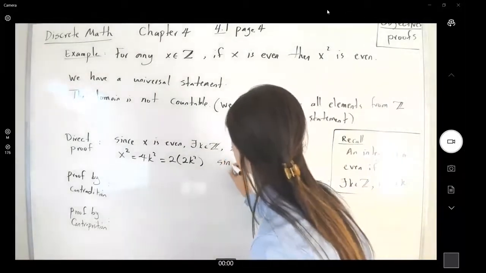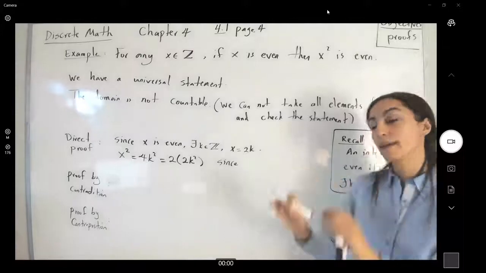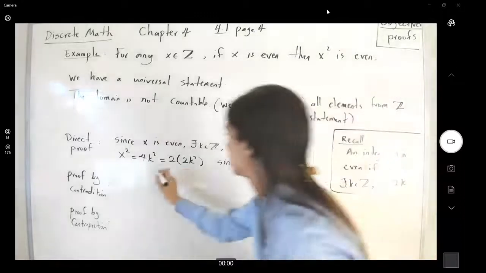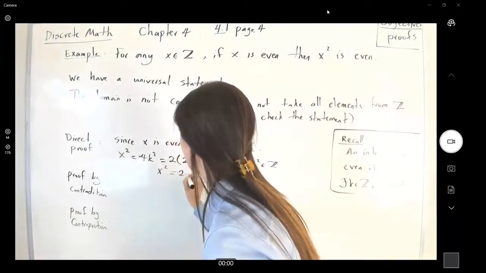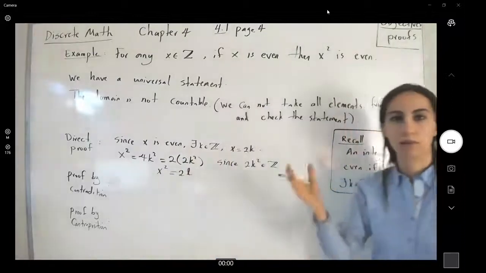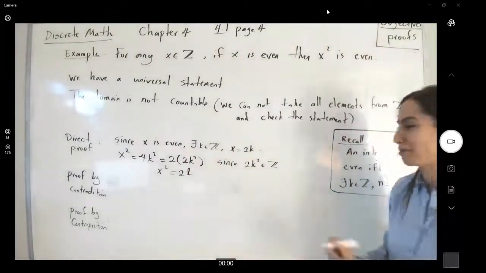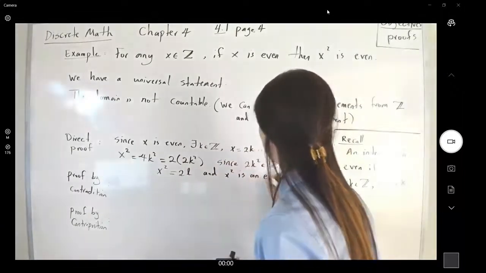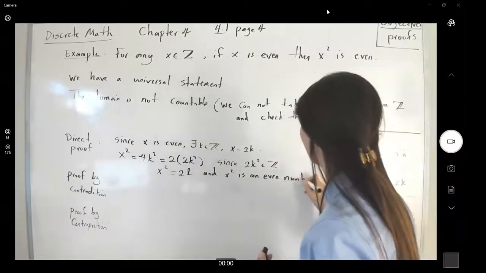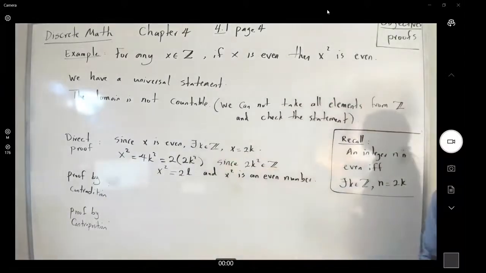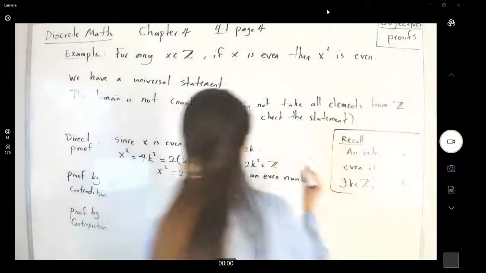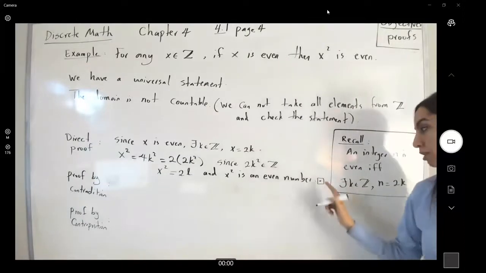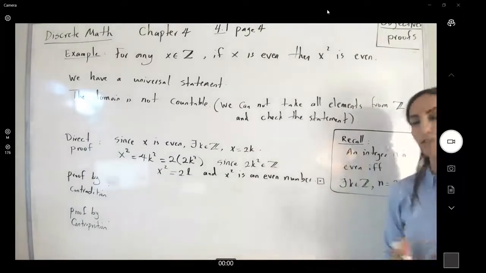Since we have to add all these little details. Since 2k squared is an integer, x squared can be written as 2 times L, let's call it L for simplicity to write it in a nice compact form, and x squared is an even number. So we proved it by definition. At the end of your proof, you can use this little box with a dot in it to show that, hey, you're done with your proof.